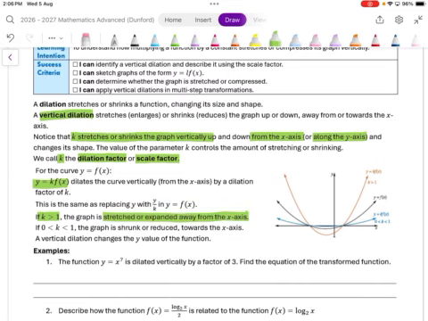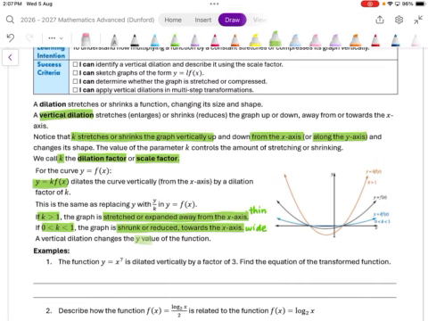If 0 is less than k is less than 1, the graph is shrunk or reduced towards the x-axis, making it wider. So if k is a decimal or a fraction, it makes it wide. So thin or wide, and it changes the y value of our function by multiplying it.